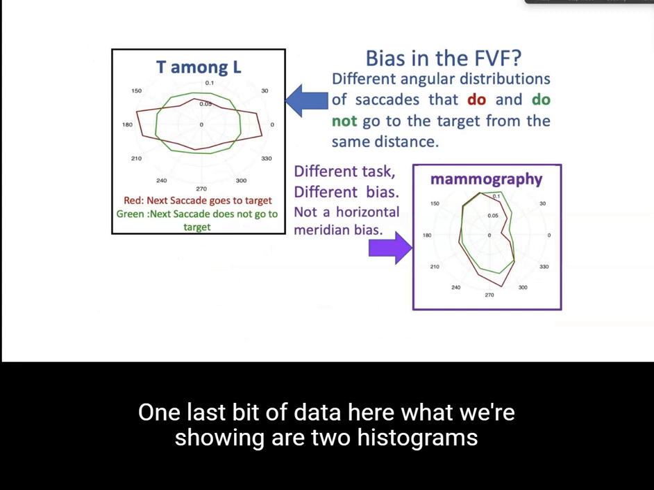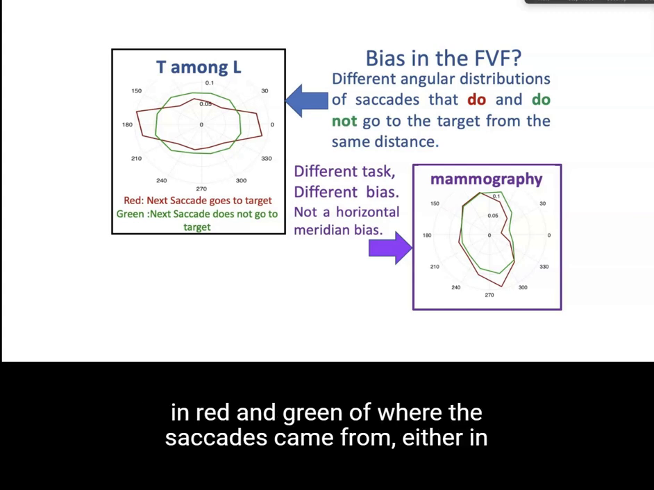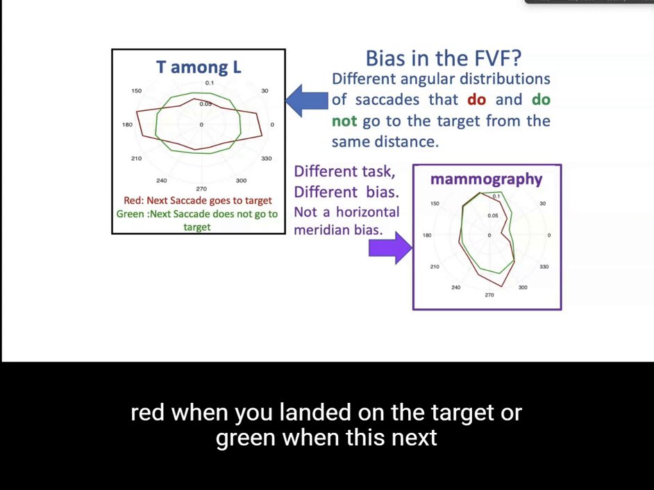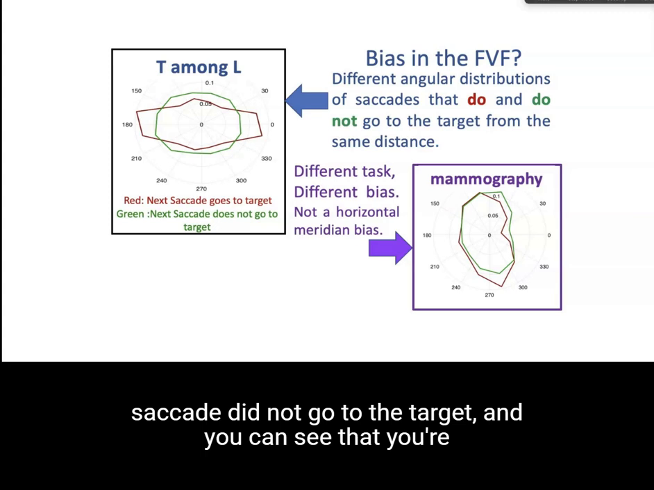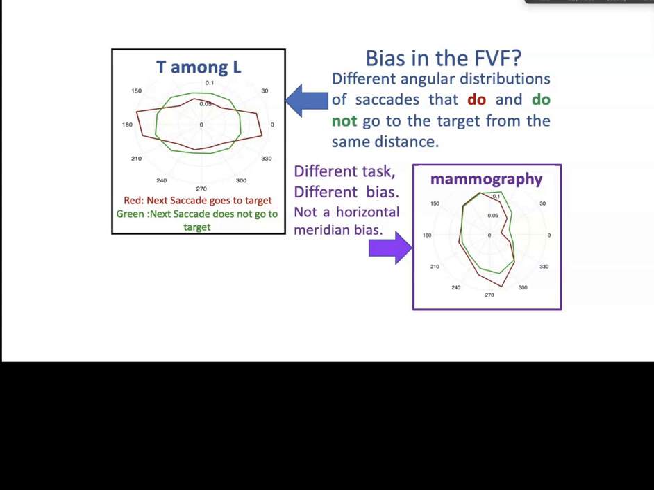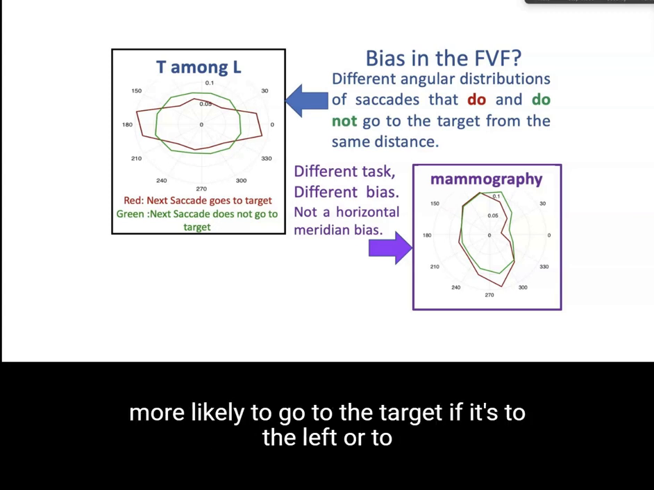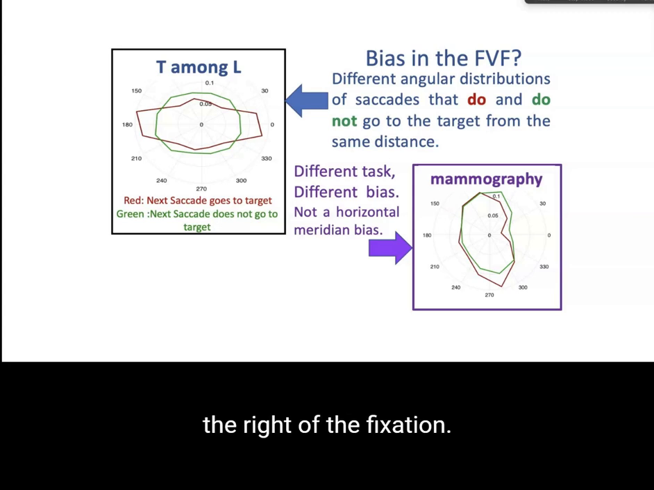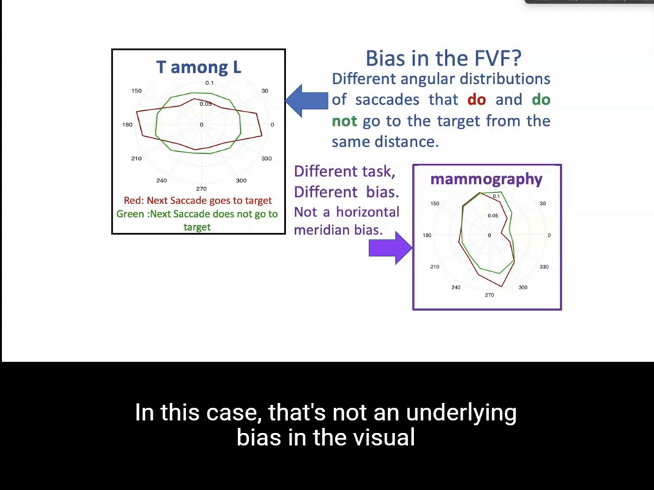One last bit of data. Here what we're showing is our 2 histograms in red and green of where the saccades came from, either in red when you landed on the target or green when this next saccade did not go to the target. And you can see that you're more likely to go to the target if it's to the left or to the right of the fixation in this case.